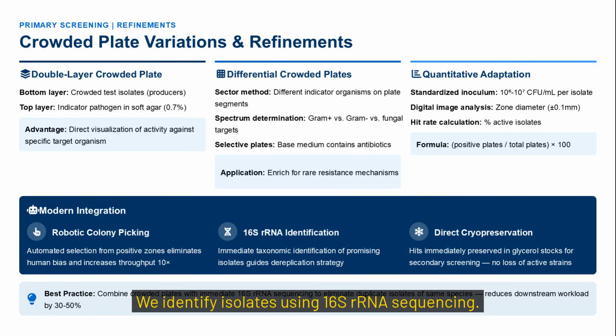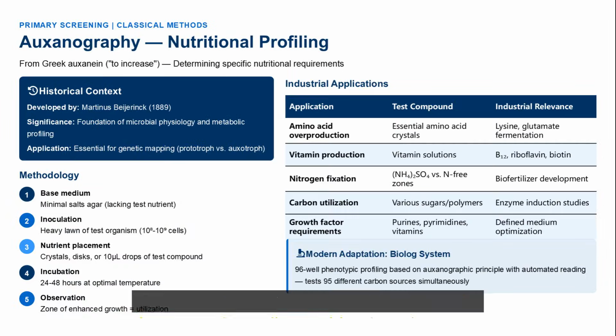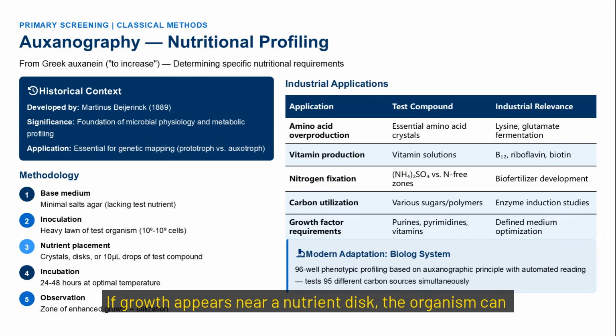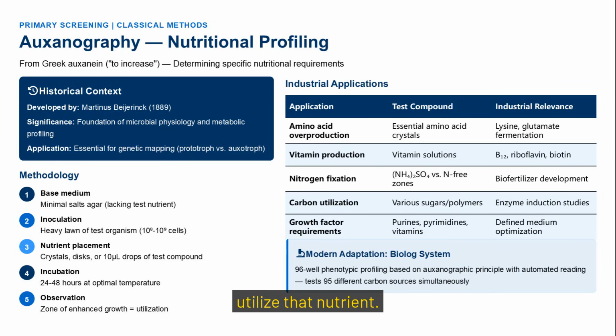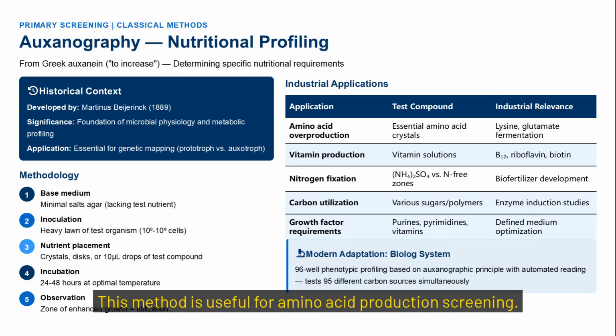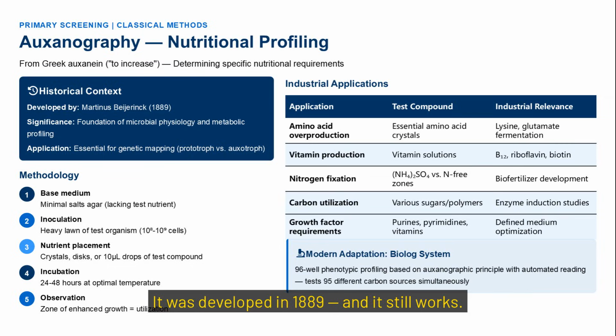Different versions exist: disk diffusion, well diffusion, cup plate method. Standardization is critical for reproducibility. The Agar block method improves precision. We can estimate potency using standard curves. This method bridges primary and secondary screening.